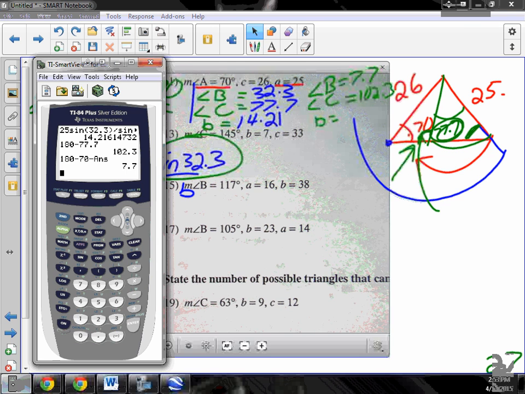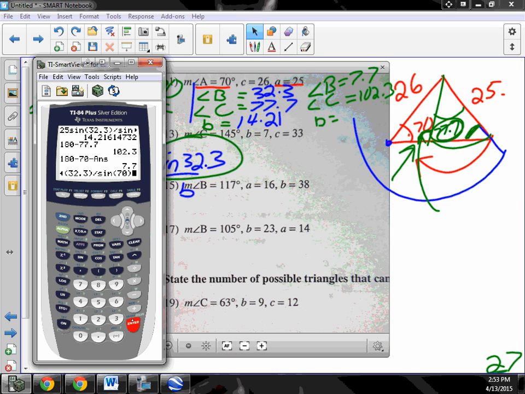So if you look at your calculator, I've already got it up here. So I'm just going to go back, and I'm going to change this to 7.7. So that is the new B, 3.56.